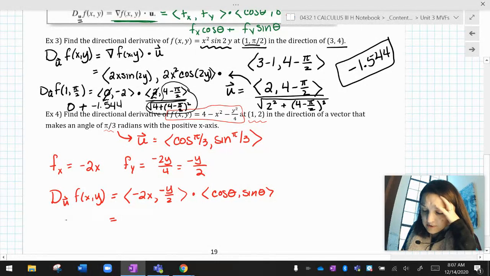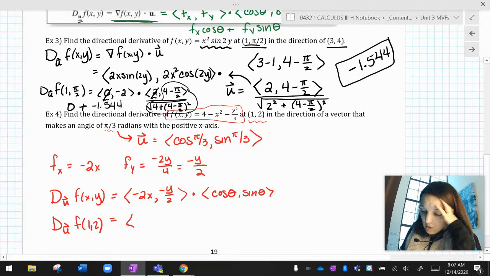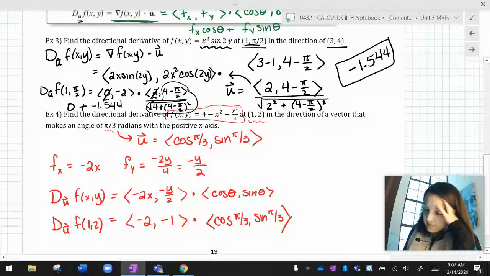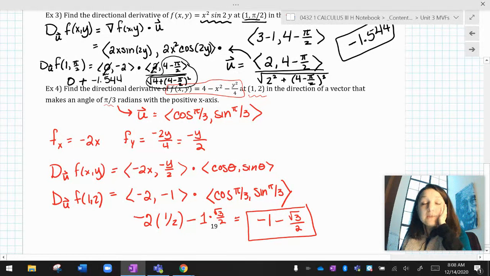And in our case, if I want the directional derivative at the point 1, 2, when x is 1, this is negative 2. When y is 2, this is negative 1. And our unit vector is cos pi over 3, sine pi over 3. And now I'm just supposed to dot them. So I have negative 2 times the cosine of pi over 3, which is a half, minus 1 times the sine of pi over 3, which is root 3 over 2. So that's going to be negative 1 minus root 3 over 2. And that is my directional derivative.